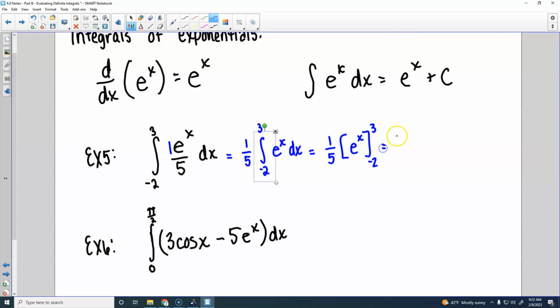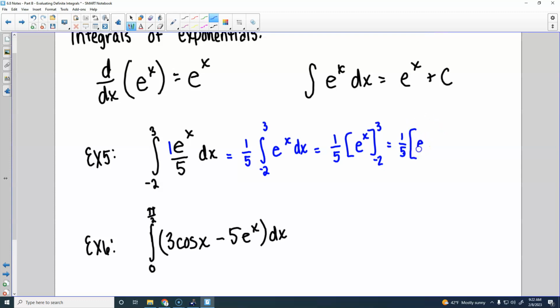So you will have 1/5. That 1/5 you can distribute, or you can just keep it out front. I think I'll keep it out front. We'll have e to the 3rd minus e to the -2. And you can't really put those together. You might could do some common denominator sort of stuff, but I think I'll probably just leave it like it is. Okay, questions?